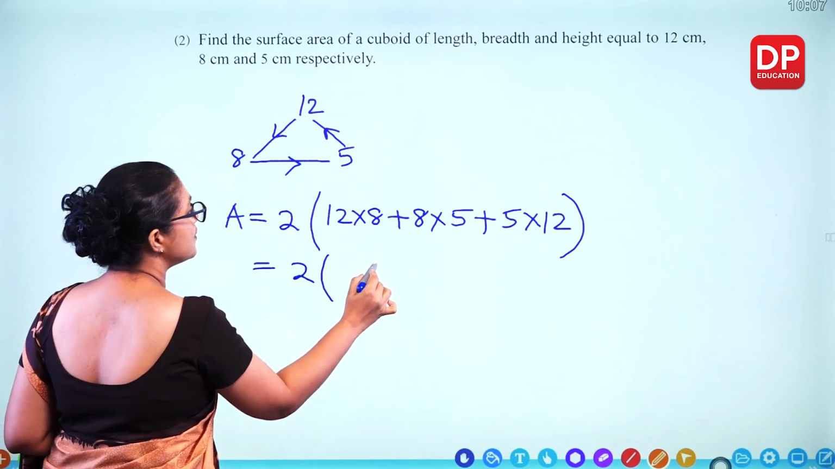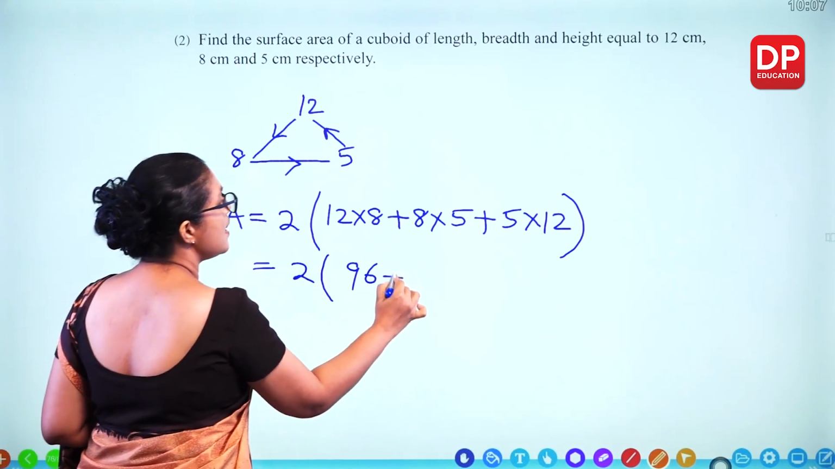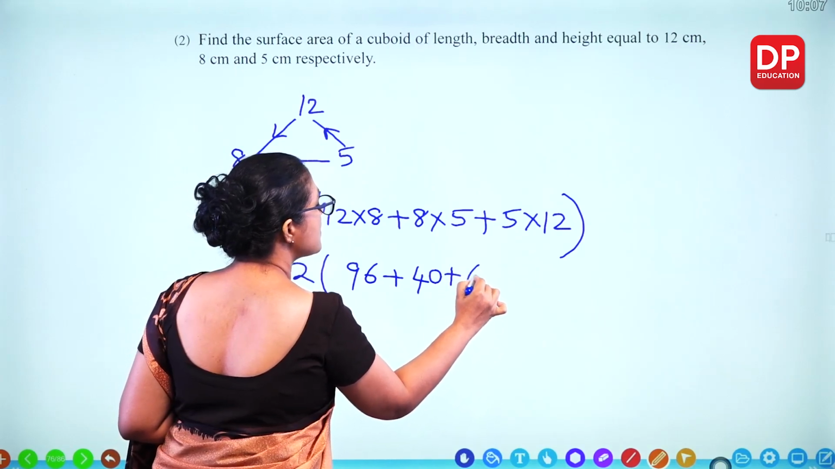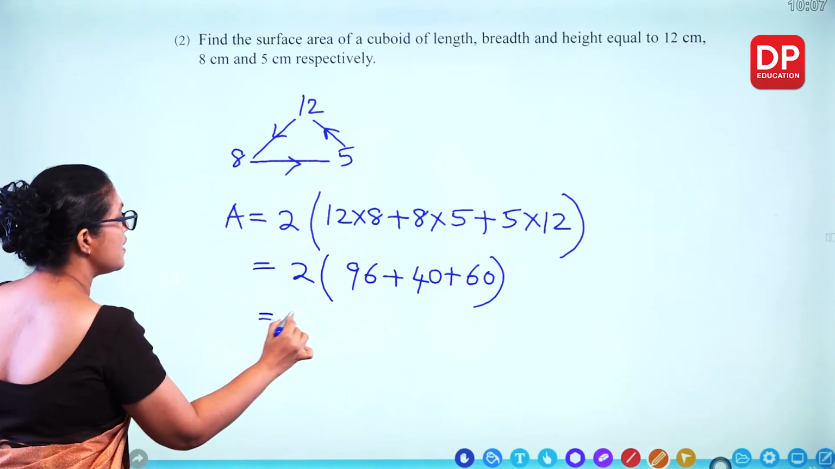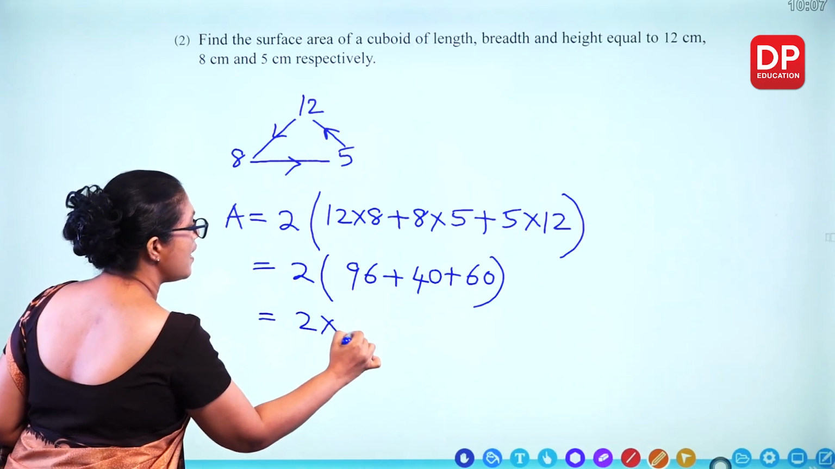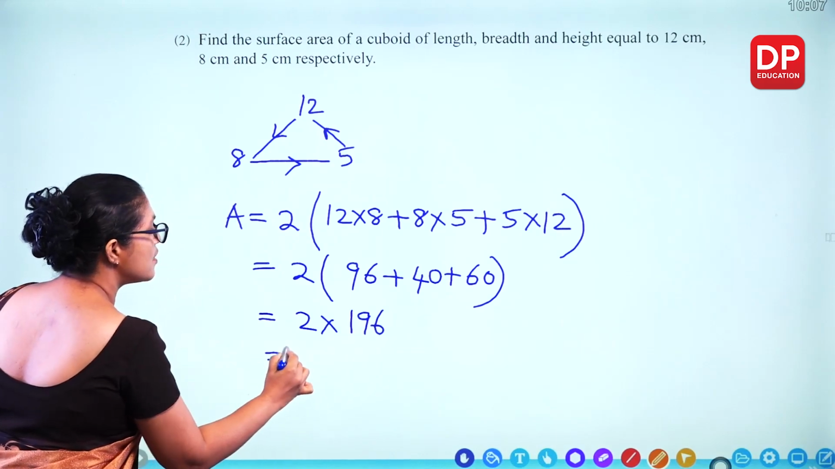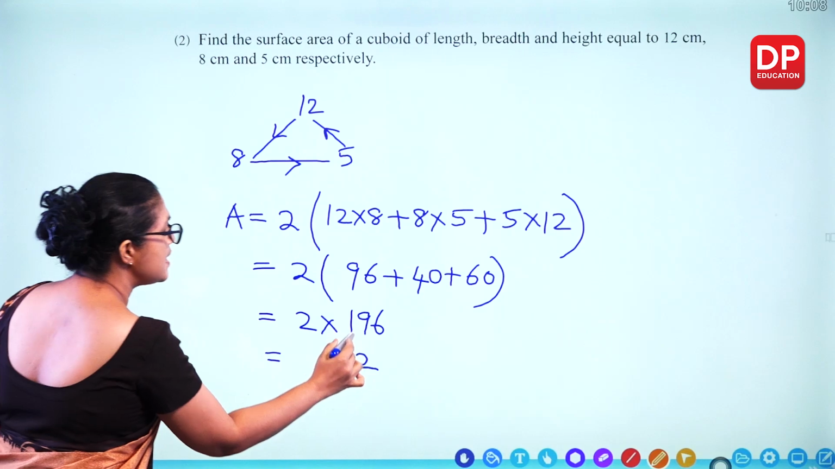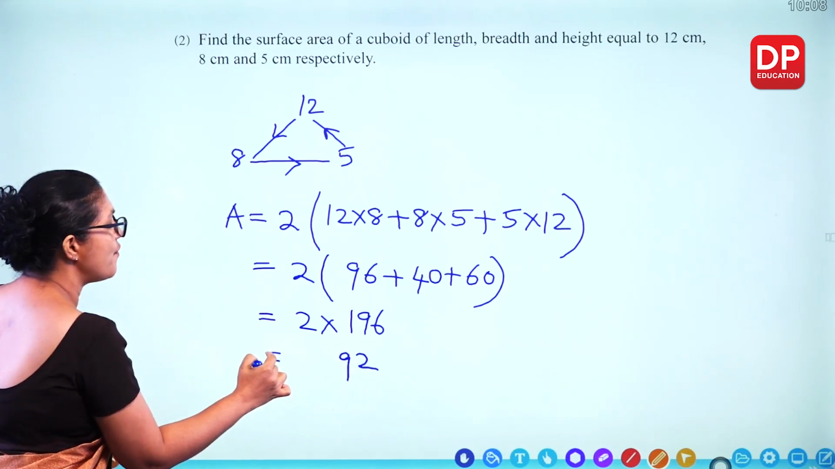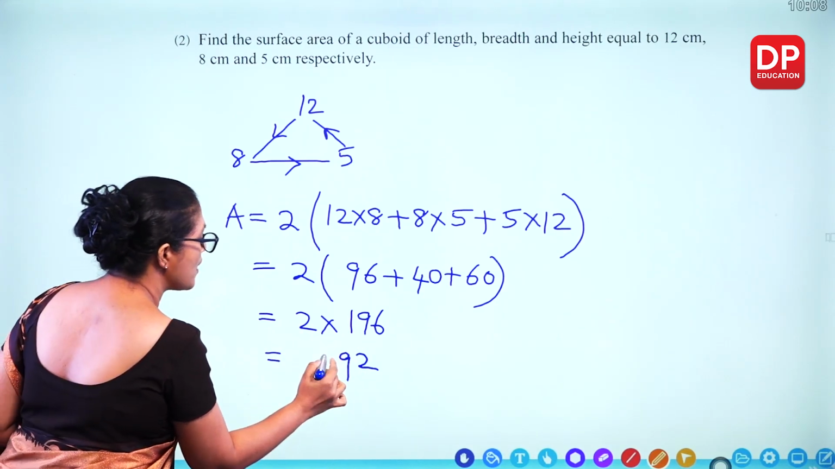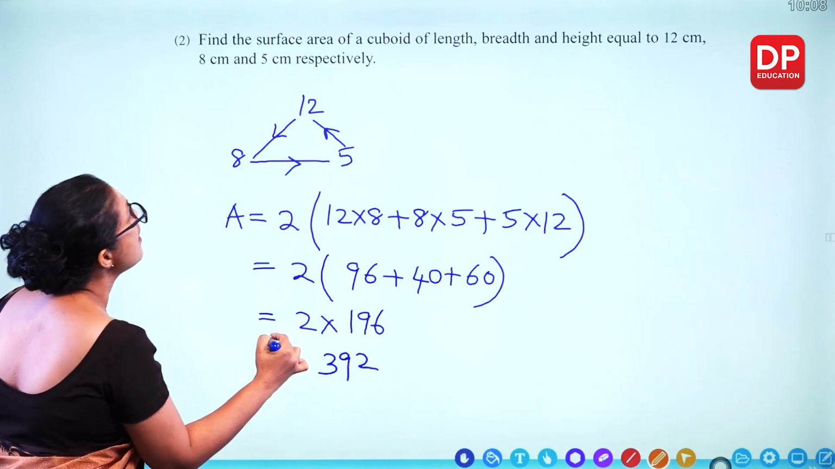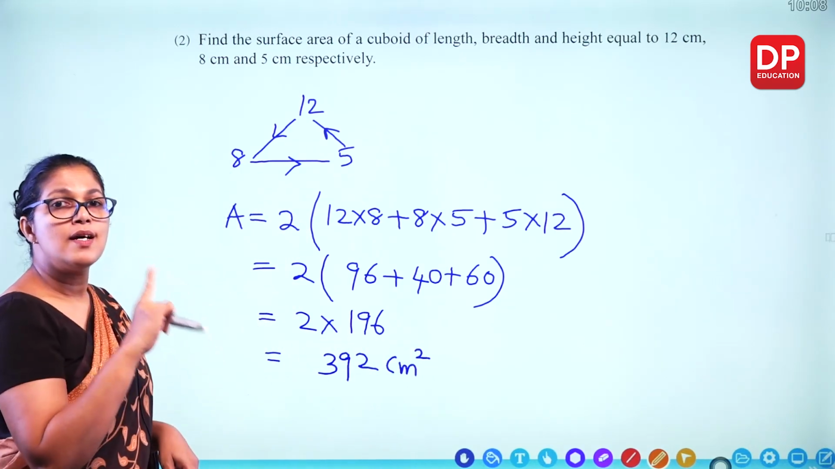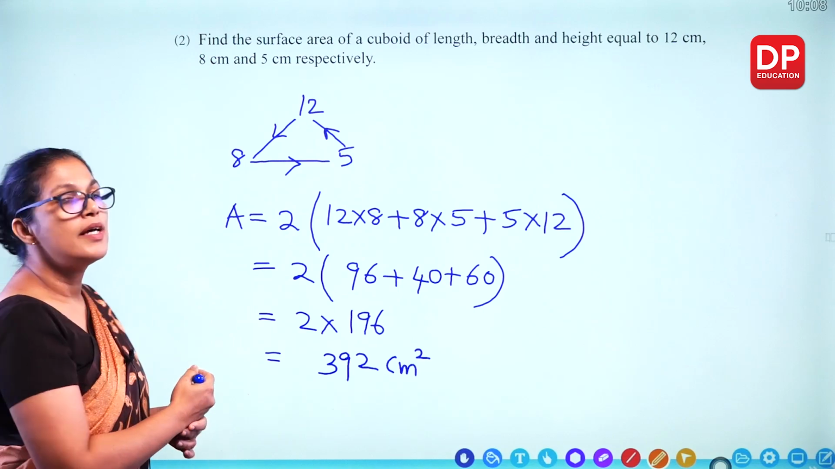12 times 8, 96. 8 times 5, 40. 12 times 5, 60. Add it together: 196. 2 times 6, 12, 1 remaining. 2 times 9, 18, plus 1, 19. 1 remaining. 2 times 1, 2, plus 1, 3. So 392 square centimeters is the surface area of the cuboid.